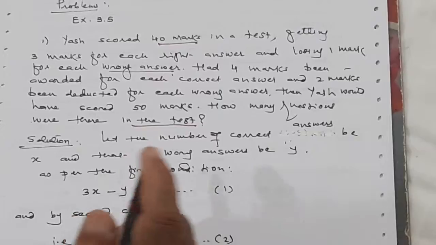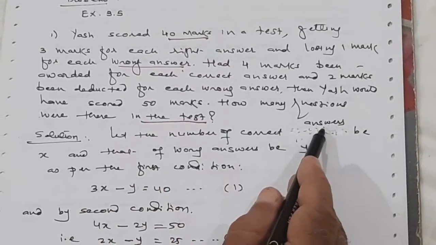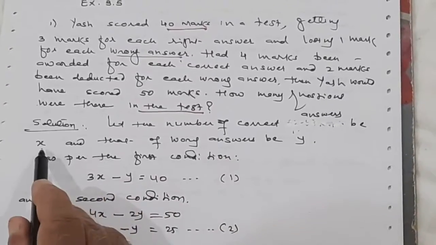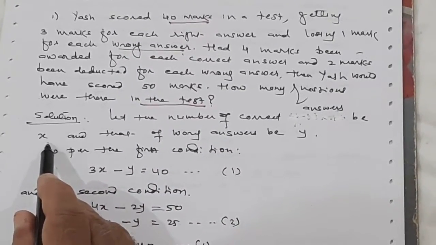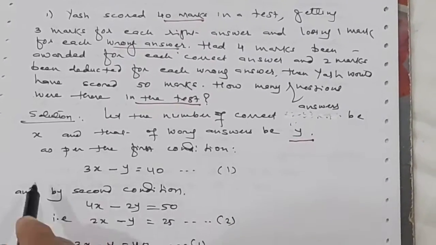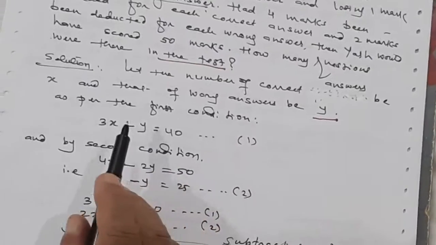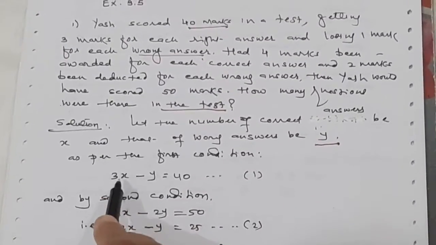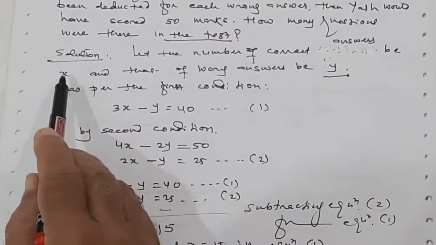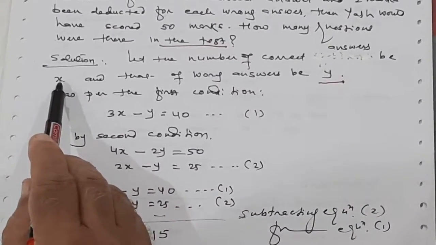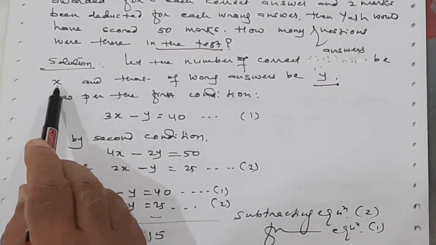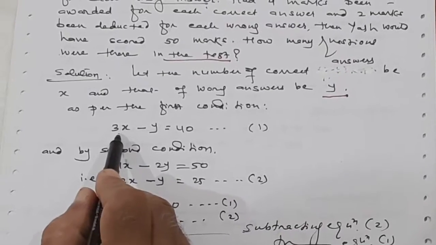Let us start. Let the number of correct answers be x and that of wrong answers be y. So as per the first condition, now what is the condition? 3 marks are awarded for each correct question. So 3 multiplied by the number of correct answers. The number of correct answers is x. So what will be the marks here? 3x.